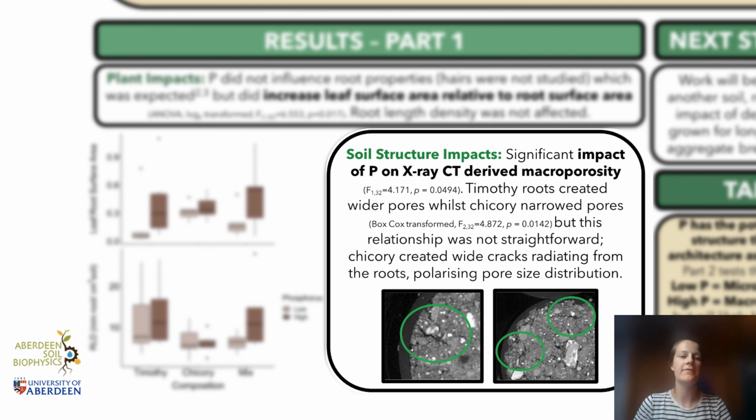We did still see evidence of structural effects with phosphorus decreasing macroporosity. There were also some quite interesting shifts in the pore structure, such as these radiating cracks created by chicory roots, seen here in the X-ray CT scans. This is presumably as they dry out the soil. There was some evidence that Timothy generated larger pores and chicory smaller ones, but the suspicion is that Timothy may homogenize pore size distribution more, whereas chicory will tend to polarize the pore size distribution.